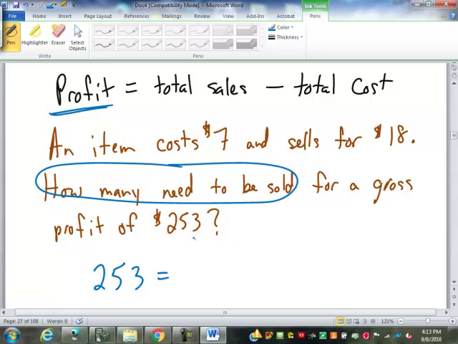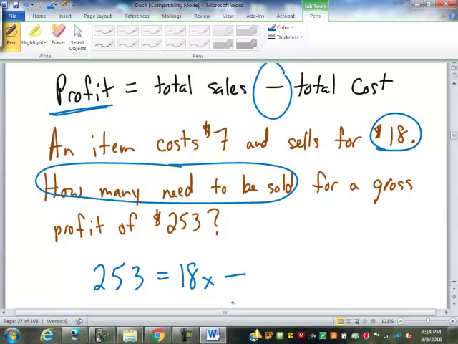Do we know the total sales? No. What we know about sales is they sell for $18 each. The total would be the price, $18, times the number sold. We're looking for how many are sold. So we'll let that be X. The price we sell them for times the number sold is just 18X.